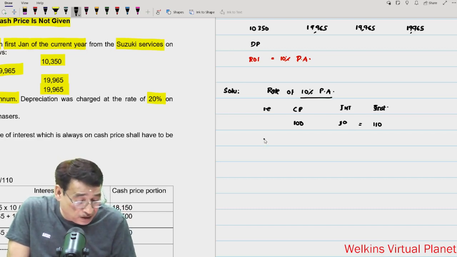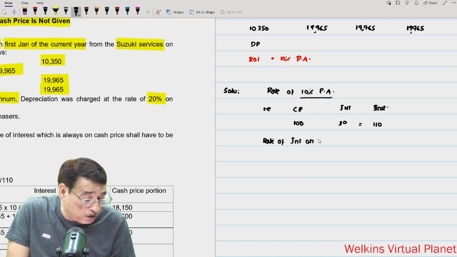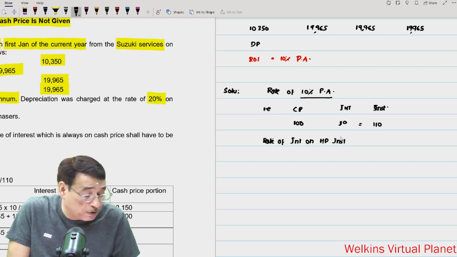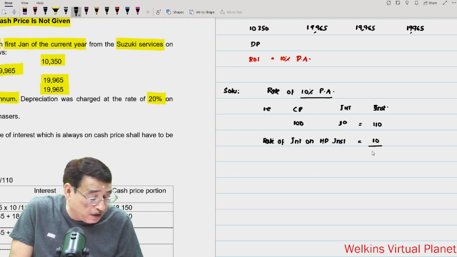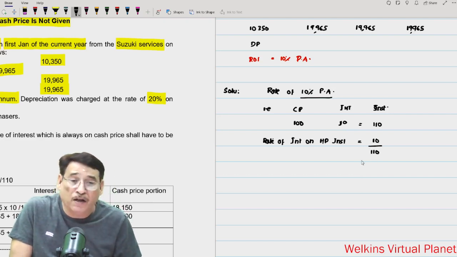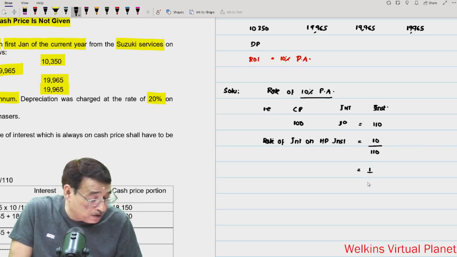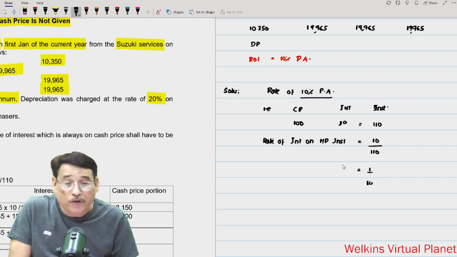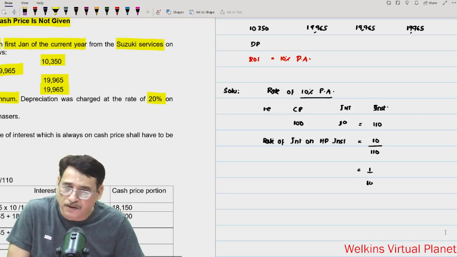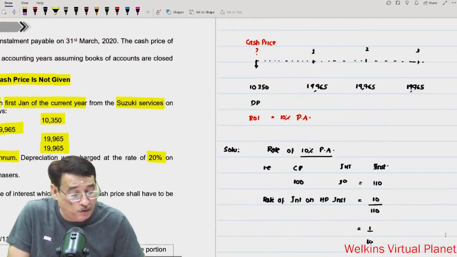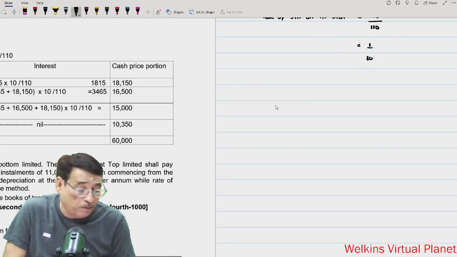So I would now say that rate of interest on hire purchase installment will be equal to, we will keep the interest in the numerator and I will divide it by installment, that is 110. So this should be our first task, to convert the rate of interest from cash price to what we call rate of interest on hire purchase installment price. Is it clear to you or not? Right, absolutely right. After this, what we are supposed to do?